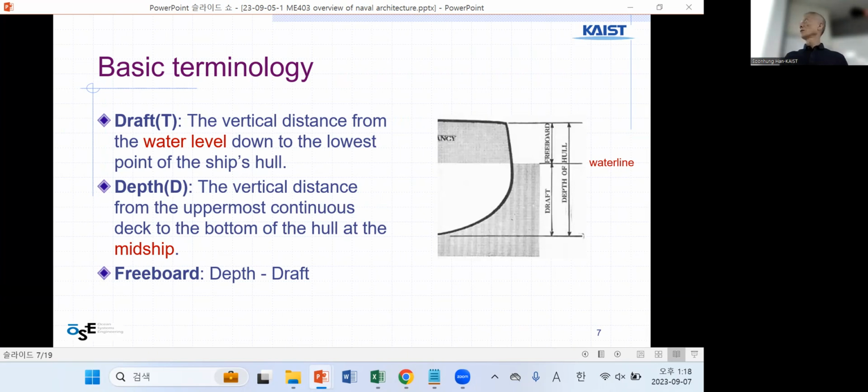And depth is the whole depth of the ship, but not the whole depth. It is up to what we call the uppermost continuous deck. So we call this the upper deck. I need to bring a ship model next time.